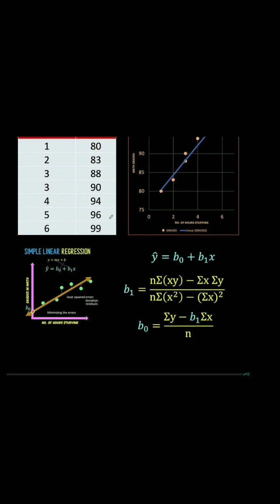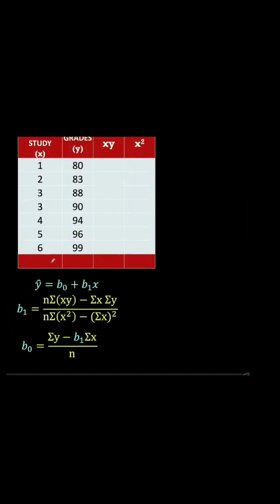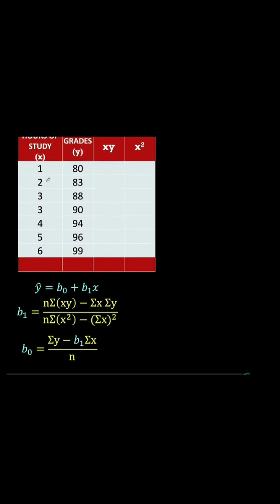So let's prepare our table so we can find all this required summation. We need to add 2 more columns, and we are going to add 1 row to get the sum of each of these rows. So we need the column xy. That means that if you let the number of hours of studies be x and the grades be the y variable, then x times y means you are going to multiply each of these pair of values row by row. And for the x squared column, we are going to square this first column.